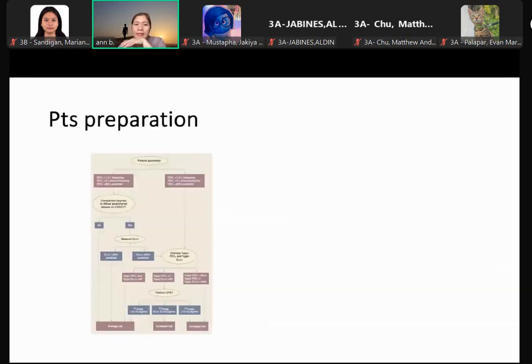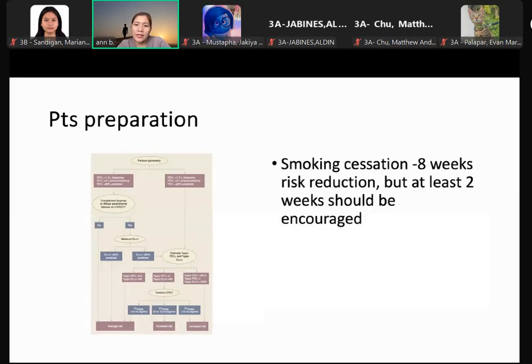So again, the patient's preparation is important. We have the requirements prior to surgery: smoking cessation of at least 8 weeks. Eight weeks is recommended for risk reduction, but at least 2 weeks should be encouraged because there are some patients who can't stop smoking. We need to do the pulmonary function test, and these are the requirements.